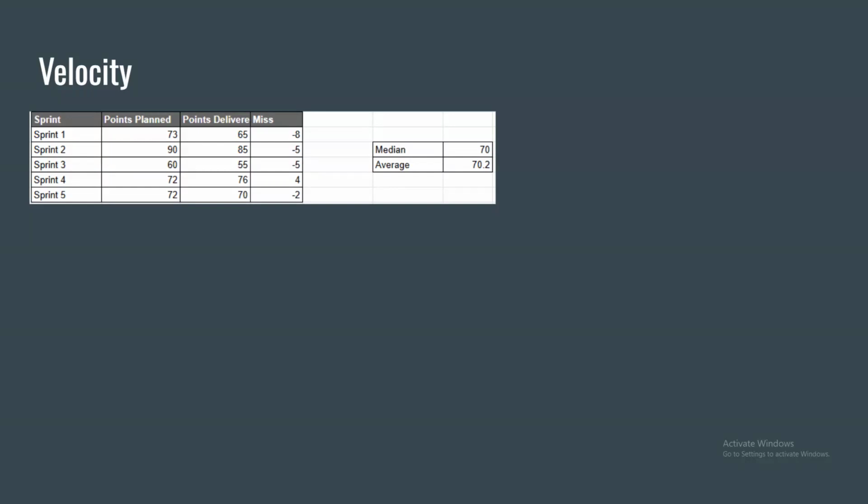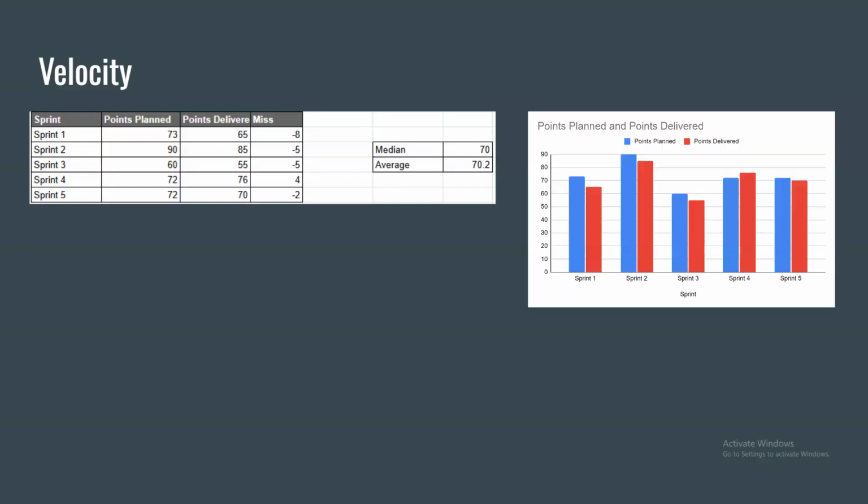So if you prefer a graphical view, you just plot points planned versus points delivered. You can see that it is kind of centering around 70. So going forward, the team can take 70 points in their next sprint as their capacity, this is what we will take up, okay? And then they will strive to deliver that.